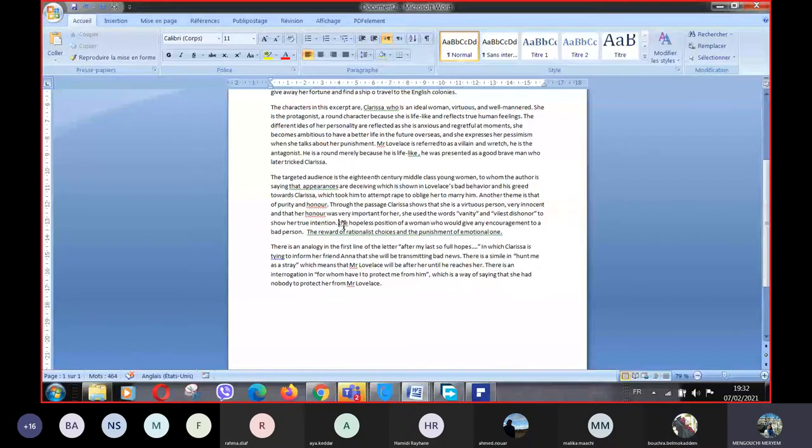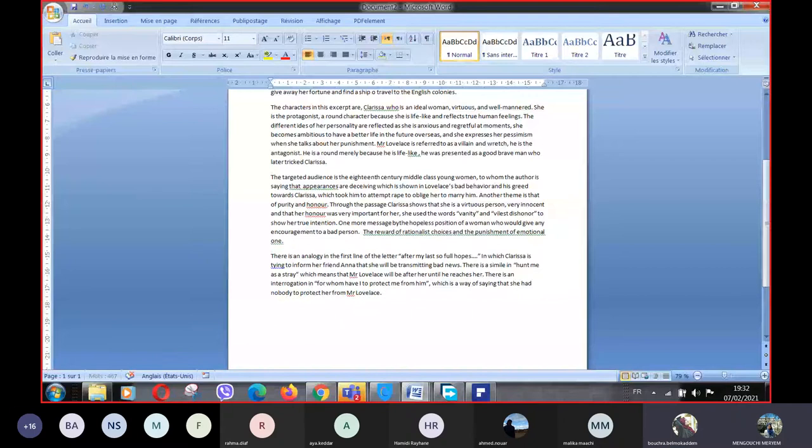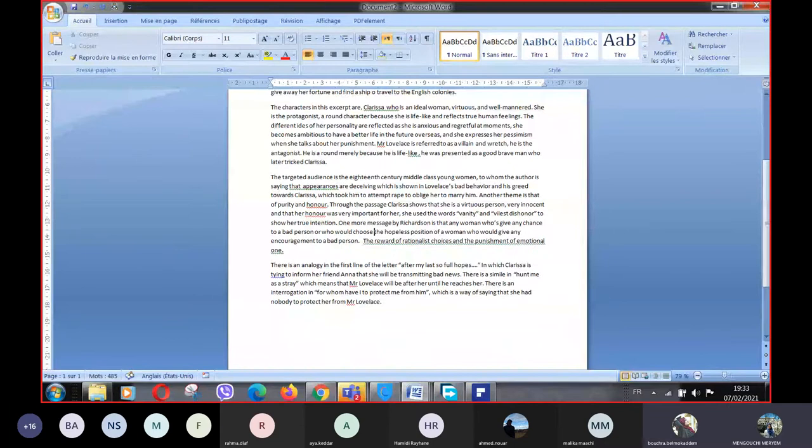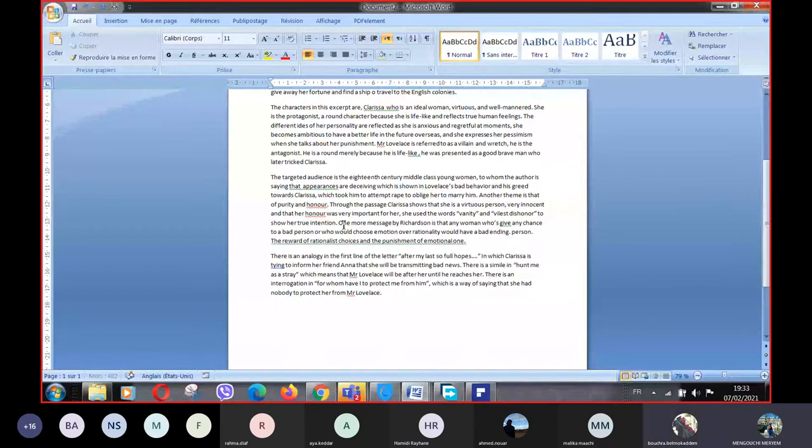One more message by Richardson is that any woman who would give any chance to a bad person, or who would choose emotion over rationality, would have a bad ending. And finally, now your idea, Rahma, was good. I just paraphrased it, okay? The reward of rationalized choices and the punishment of emotional ones. It's the same idea. I think I have fused the two ideas within one. So we can stop here with the themes.